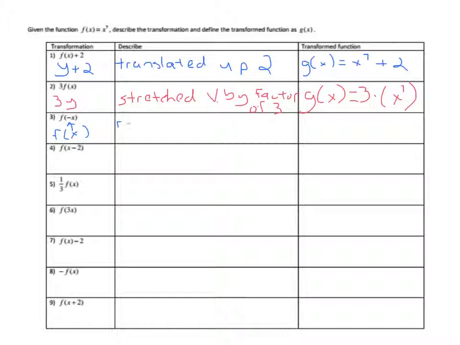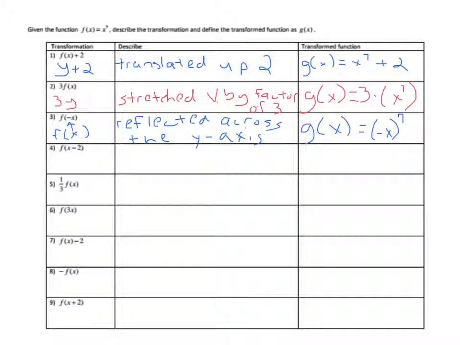So I would say that this is reflected across the y-axis. And if I look at the actual function, I have g of x, and I am taking x and replacing it with a negative x. So I'm actually going to take the x value, replace it with a negative x, and then it is still to the 7th power.